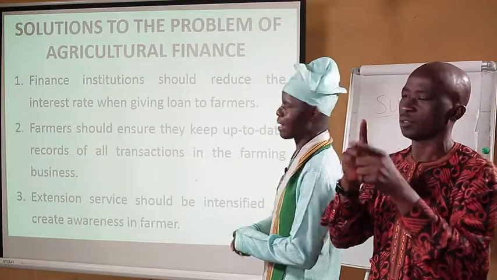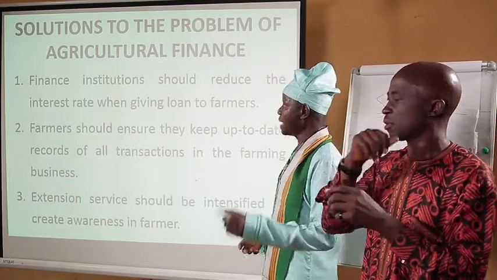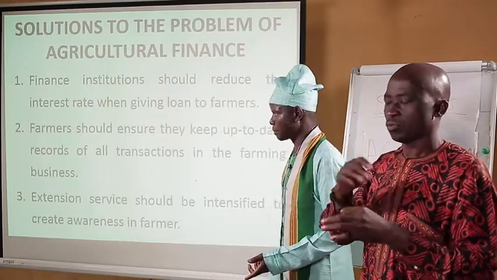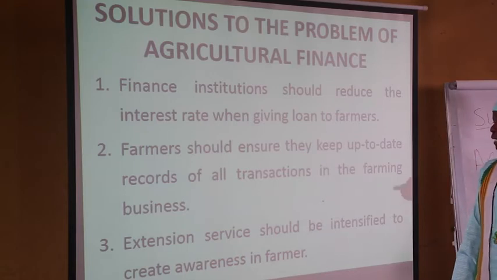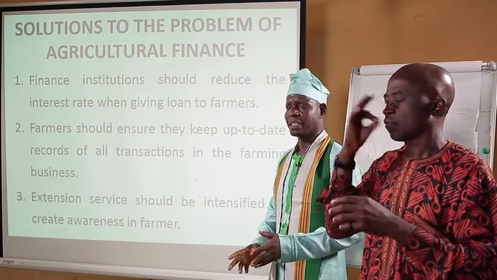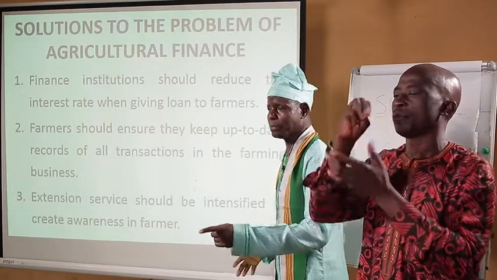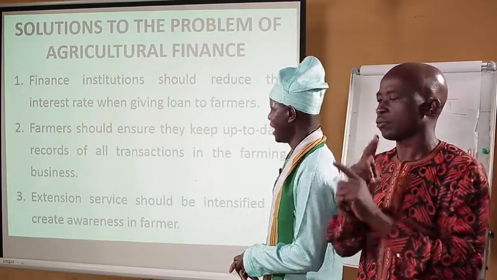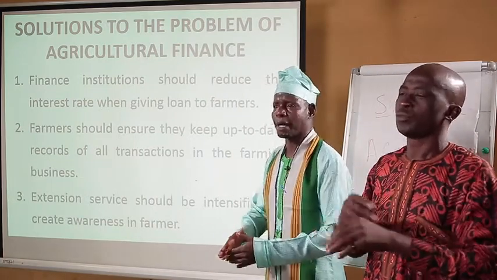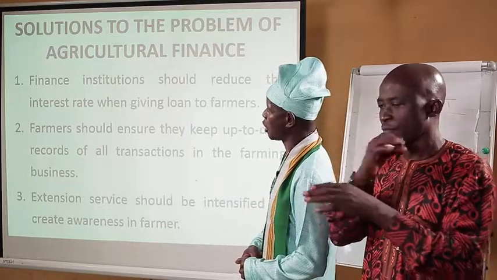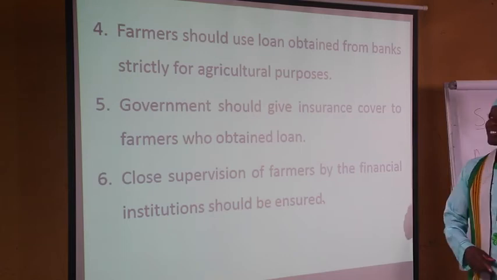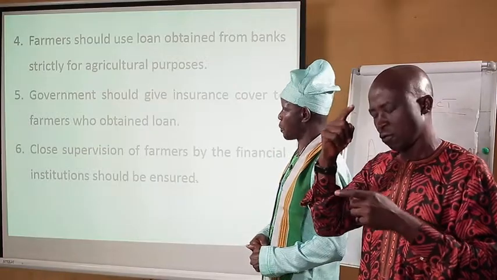Solutions to the problem of agricultural finance. 1, finance institutions should reduce the interest rate when giving loan to farmers. 2, farmers should ensure they keep up to date records of all transactions in the farming business. This will enhance the opportunity for them to obtain loan. 3, extension service should be intensified to create awareness in farmers by agricultural extension officers. 4, farmers should use loan obtained from the bank strictly for agricultural purposes.